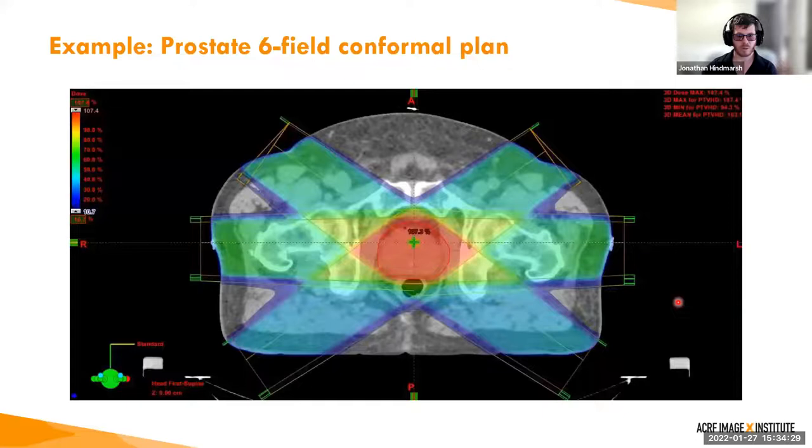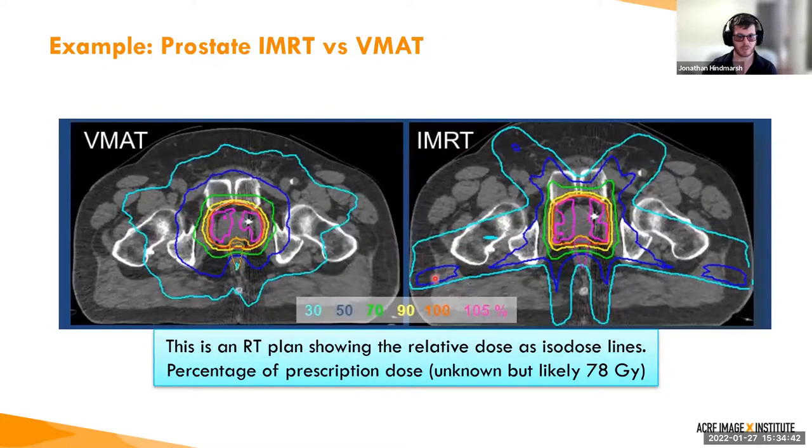There's another older, more historic method, a six-field conformal plan. That's more conformal to, in this case, the prostate, but it's still not immensely conformal, especially when you compare it to the modern techniques of VMAT and IMRT. And you can see that the red is treatment. The treatment would be somewhere between the 90 and 100. But you can see that they are wrapping very closely around the target, which is in red.